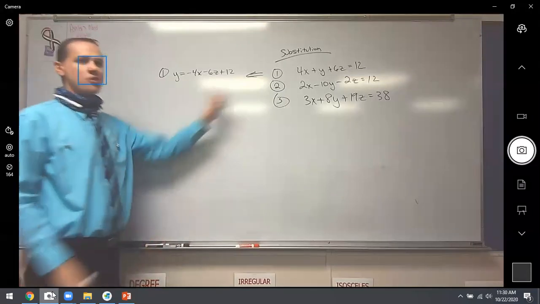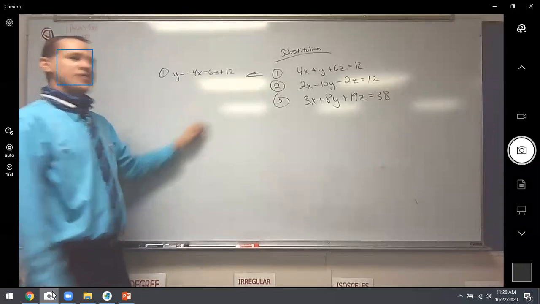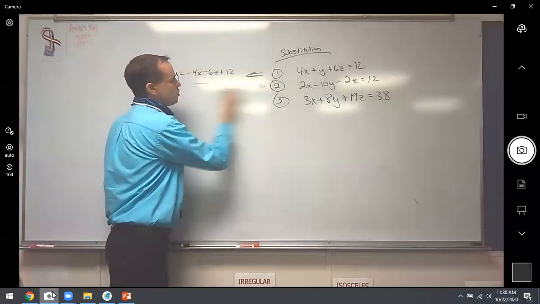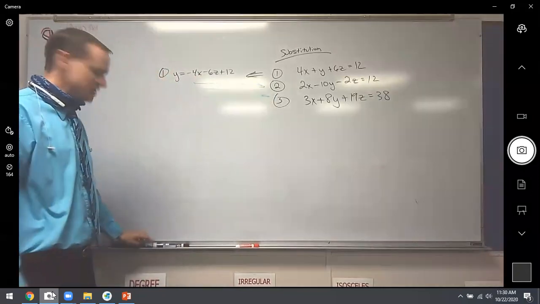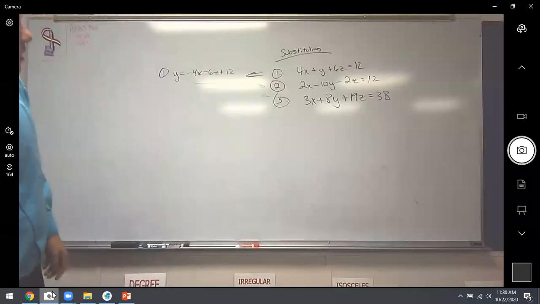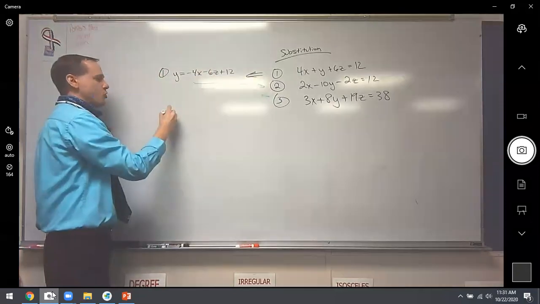Now, this is why it's important to have things numbered. You solve for this in equation 1, correct? That means you need to substitute into the other ones, into equation 2 and into equation 3. It just takes a little bit longer. It's not that bad. So let's do that. Substituting this into these other 2 equations, here we go.